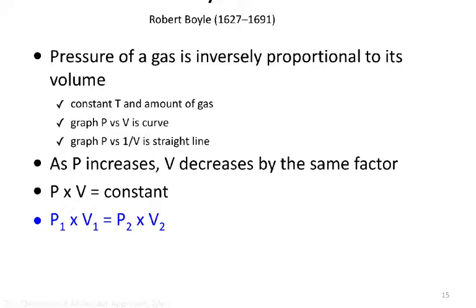This makes most sense if you think of having a balloon that has a certain amount of gas in it. If you somehow squish the balloon to decrease its volume, then you're going to increase the pressure inside of the balloon. The way we typically write Boyle's law is P1 times V1 equals P2 times V2. So we can relate a change in pressure to the change in volume.